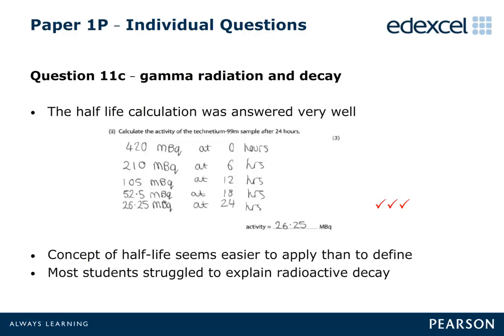Having struggled to define half-life earlier, few students were able to explain why the activity of a radioactive sample reduces with time. Only 20% gained full marks for question 11C Part 1. But most students could apply these concepts successfully. The half-life calculations were generally good, with 55% gaining full marks. The example shown is one of these.